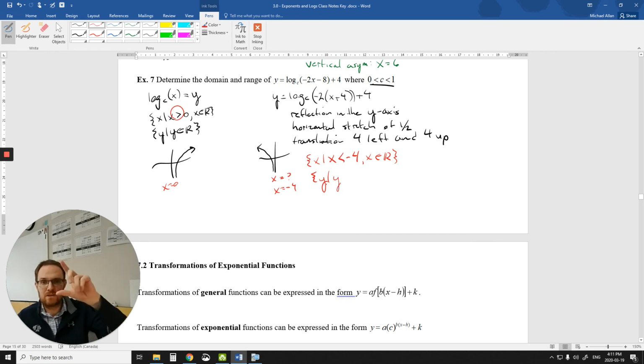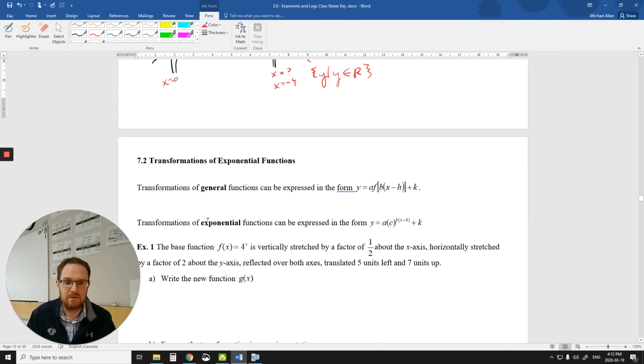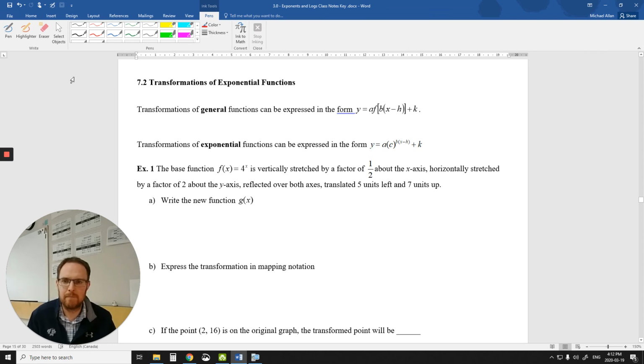Now the range only changes with all the vertical stuff. The only thing I've done vertically in this case is moved it up 4 units, but the graph was all the y values. If I move everything up 4 units, it's still all the y values. It hasn't changed too much. It hasn't changed at all. So we're done with that. Okay, so I'm done here.